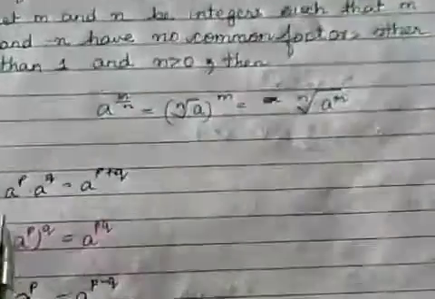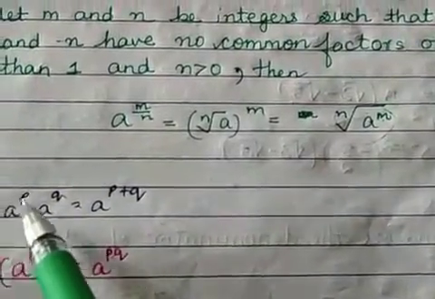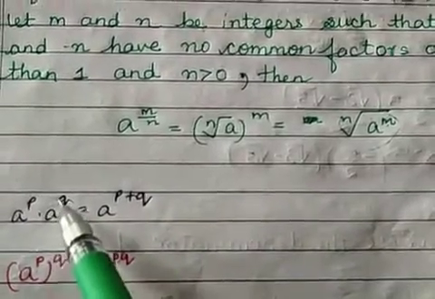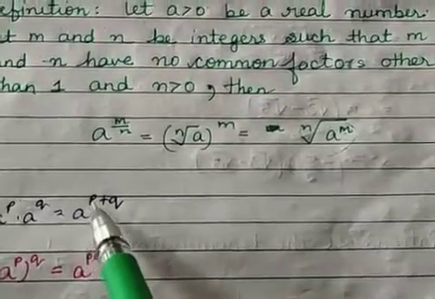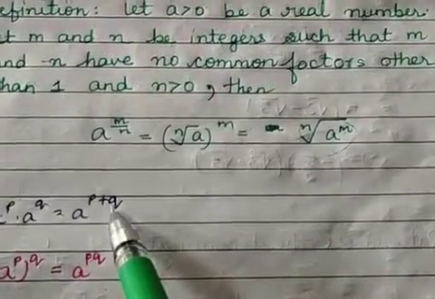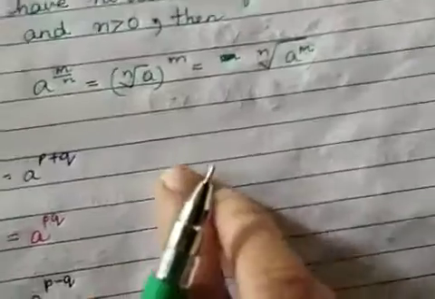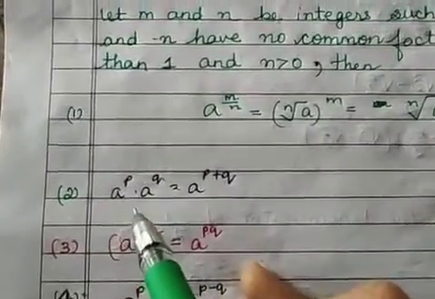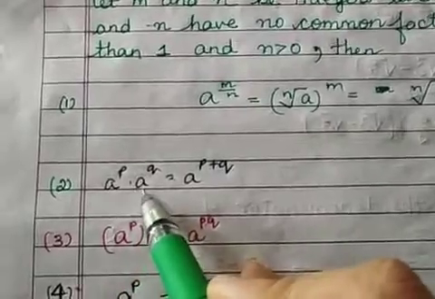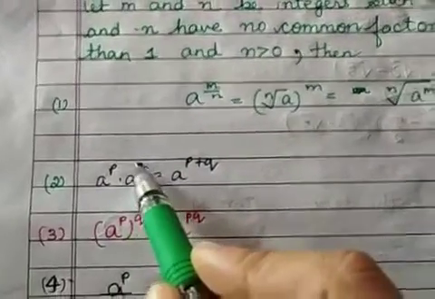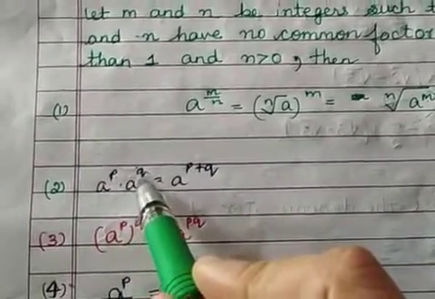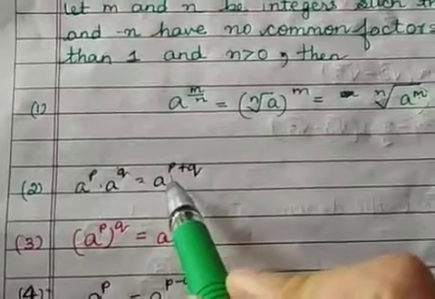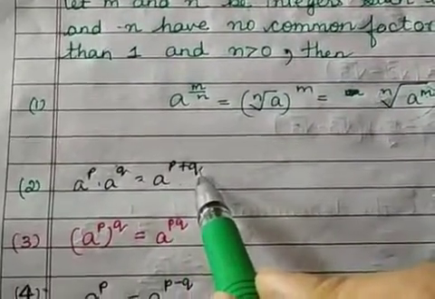Now let us go to the next law. In the next law it says, if you have a raised to p into a raised to q, then this can be written as a raised to p plus q. Here this also you have already come across: if you have the same base and a different exponent, then a raised to p multiplied by a raised to q can be written as a raised to p plus q.